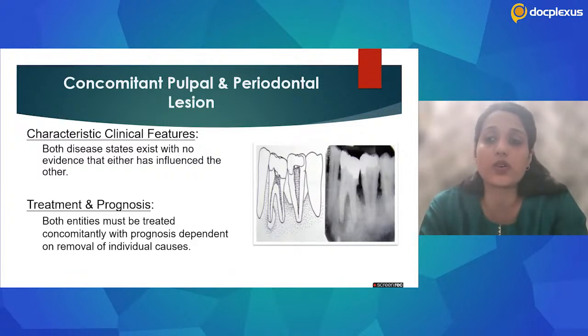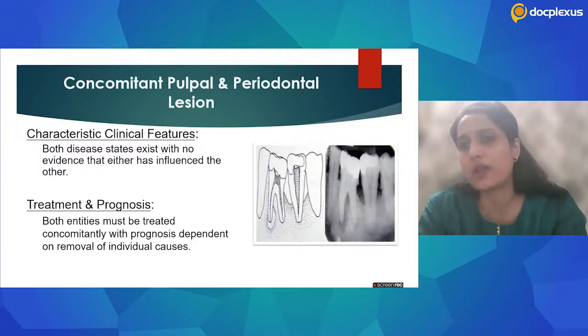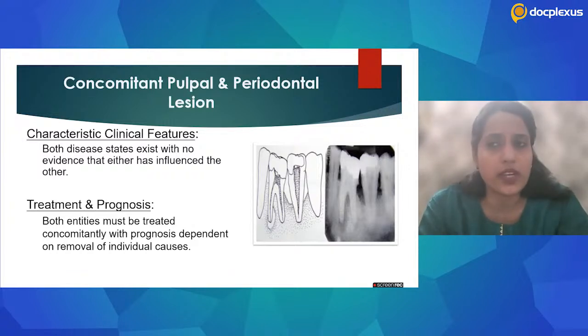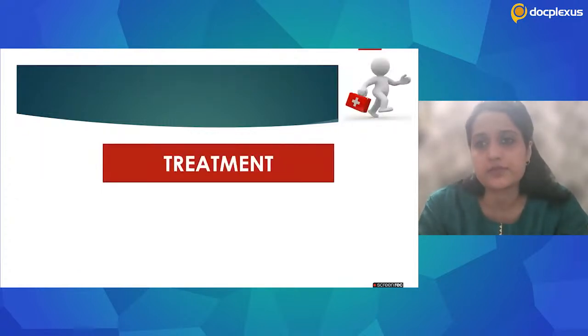Also, with this tooth and these diseases, it becomes a little difficult for us to diagnose whether it is a combined lesion, a concomitant pulpal and periodontal lesion, or a primary perio, primary endo, secondary perio lesion. Treatment: both entities will be treated separately, and it will depend on the removal of the causes as well. The cause should be removed in all of the cases.